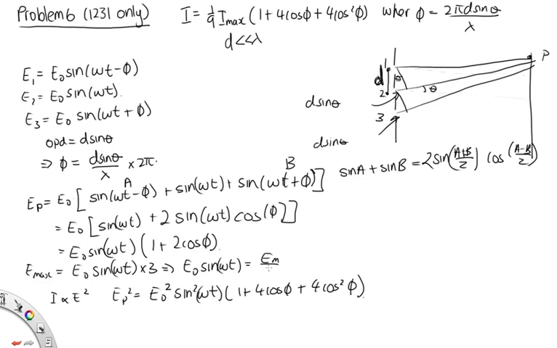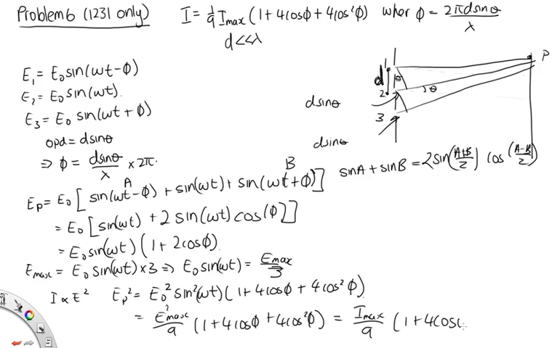We can rearrange this equation here to tell us that E naught sine omega t is equal to E max on 3. And so we can replace this with E max squared on 9 times 1 plus 4 cos phi plus 4 cos squared phi. And E max squared is just I max, so this is equal to the maximum intensity over 9 times 1 plus 4 cos phi plus 4 cos squared phi. And that, as you can see here, is what we were asked to show.